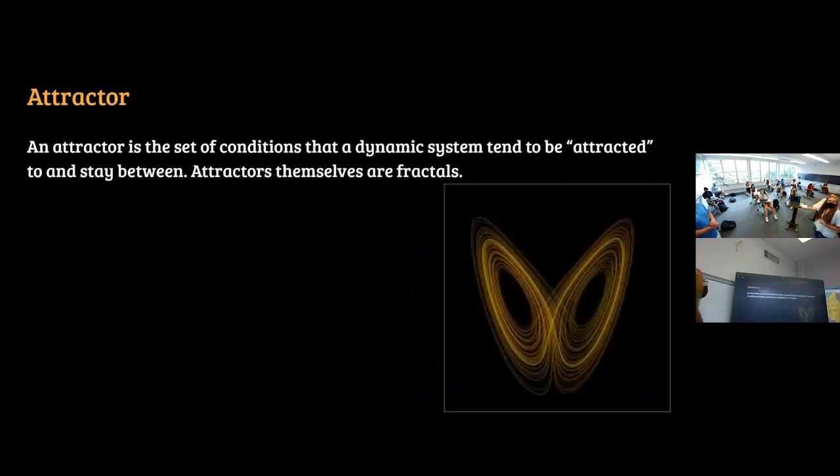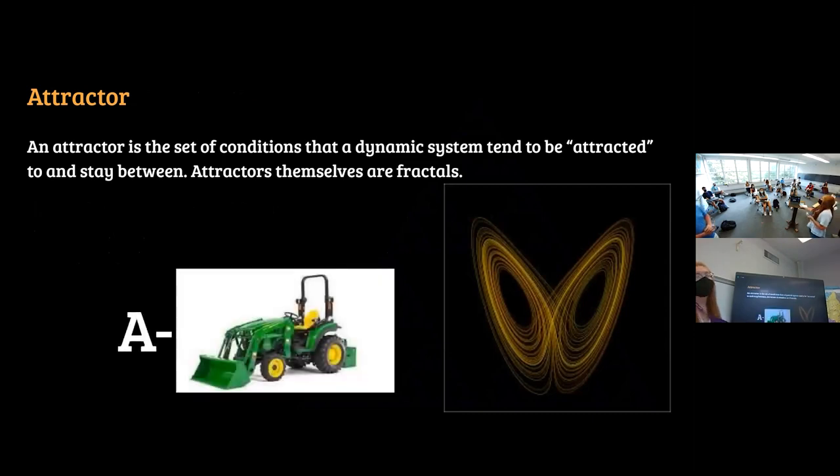So attractors are really important to understand the Lorenz system, which we'll talk about later in the presentation. But an attractor on a graph is a set of conditions that a dynamic system tends to be attracted to. Like, for example, if you and your friend both like to hang out at the gym, chances are your attractor is going to be between the gym and the quad, because let's be honest, that's the only place we can go. And attractors themselves are fractals, but we like to also call them attractors.